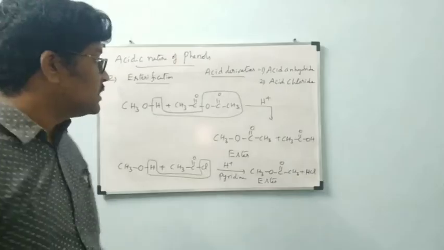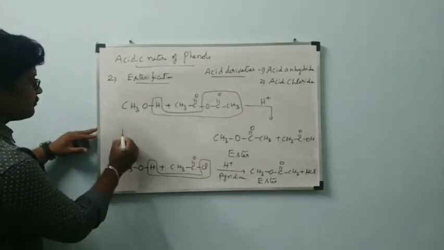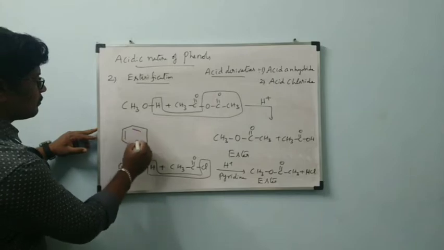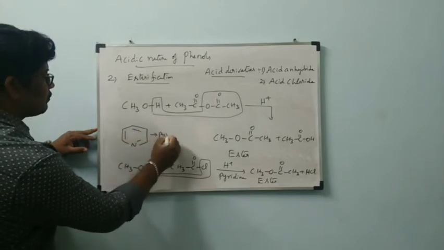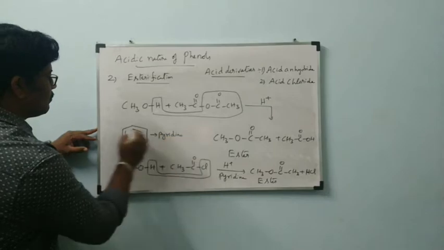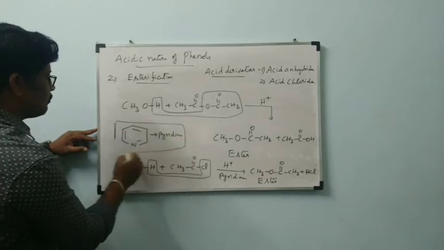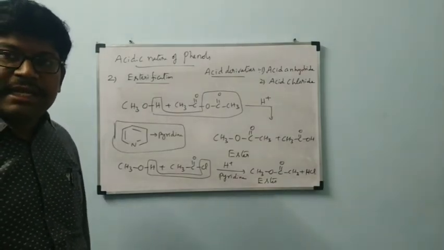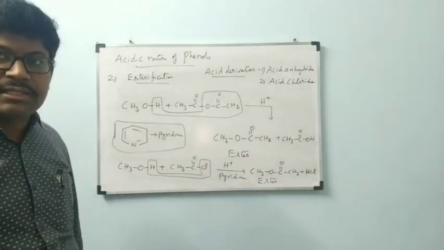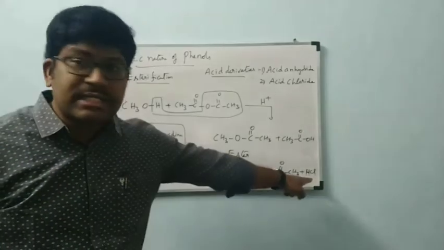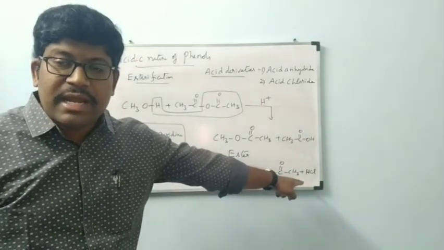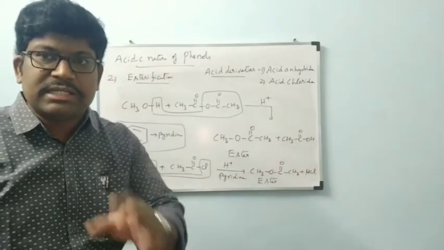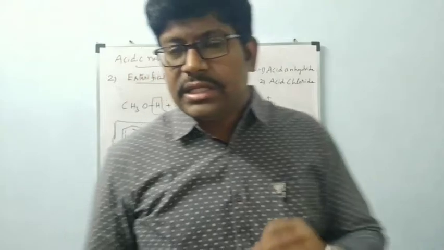Okay? The structure of pyridine is this one. That is the structure of pyridine, which is acting like a Lewis base. It is a base. That base will neutralize the acid HCl. When HCl is neutralized, HCl will be removed and the backward reaction will not take place. That is the role of pyridine. Very important. There is a chance to get a question.